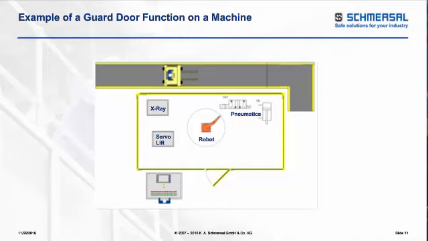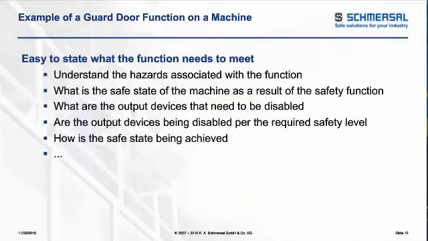You go through your risk analysis saying, okay, we have that safety function of a guard door that's supposed to initiate a safe stop of that machine. What does that really mean? So based off of that pictogram there, as they state here, it's easy to state what the function needs to meet. But you really need to dig a little bit further to understand what is causing those hazards and the hazards associated with that particular function.